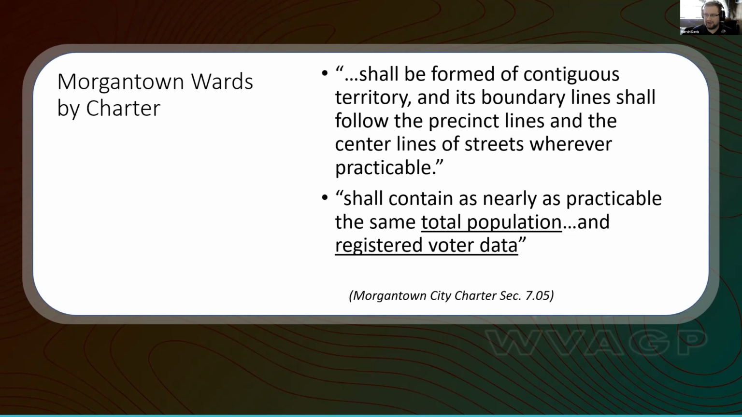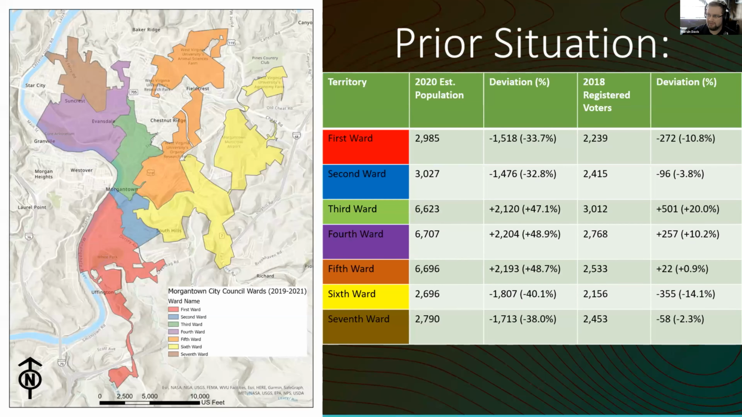The research I found only one of those to be practicable. And the wards shall contain, as nearly as practicable, the same population based on the most recent American Community Survey, decennial census, and registered voter data from the most recent general election. For this purpose, I'll dive into that data in a minute.